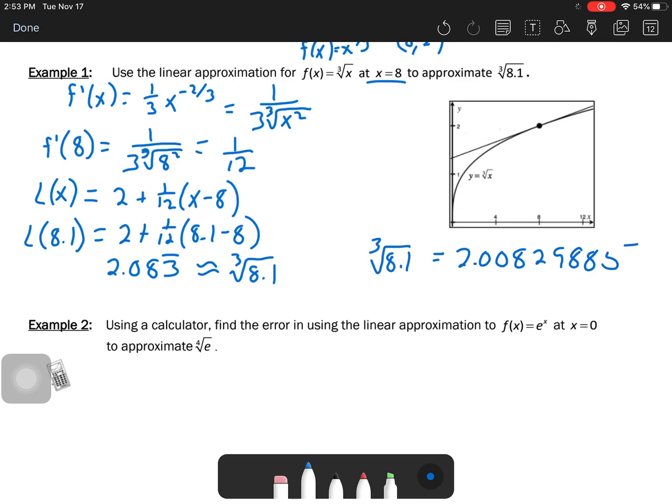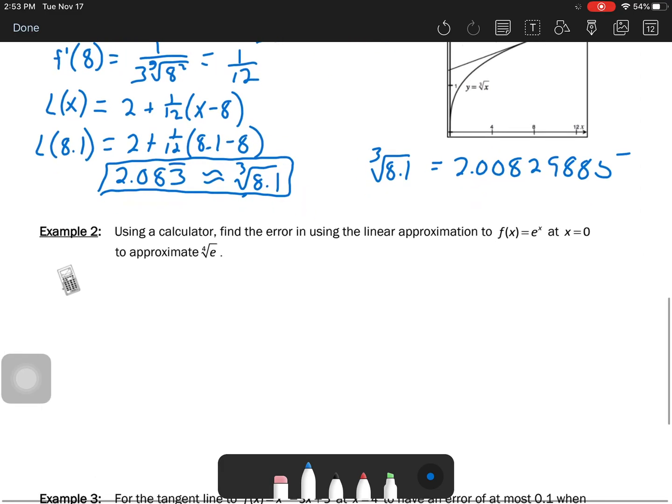Okay, so we use the linear approximation right here. We got 2.083 repeating as they showed. Okay, so that's an idea of how we do a linear approximation.